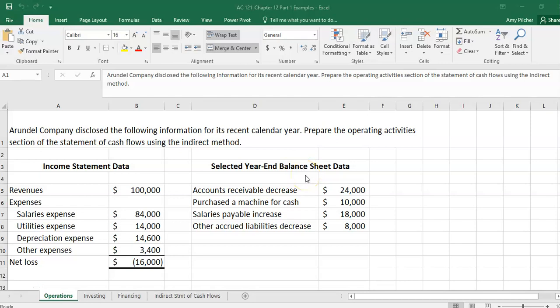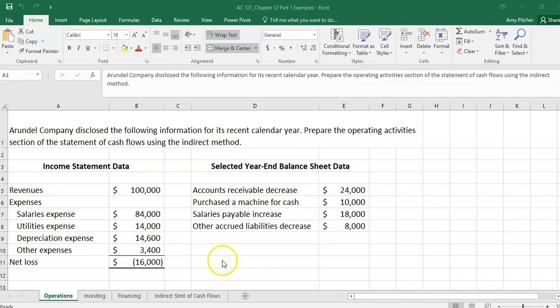Chapter 12 for Principles of Accounting. So this week we focused on the statement of cash flows using the direct method, and next week we'll be preparing it using the indirect method. So the statement of cash flows has three sections: operations, investing, and financing. We're going to look at each one of those sections with an example, and then we're going to prepare a full statement of cash flows.